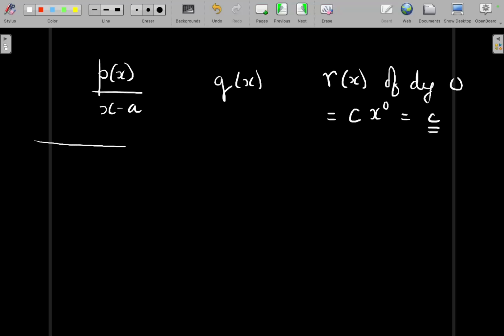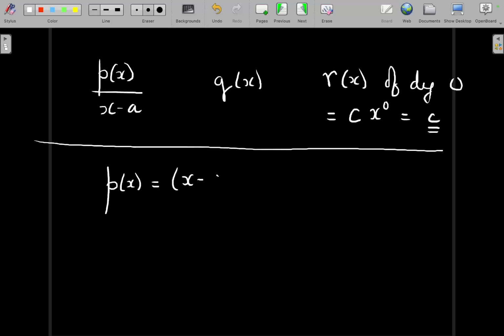Now, what is the meaning of this is something that we spent a lot of time on. So what this means is p of x is equal to the divisor, which is x minus a, into the quotient, which is q of x, plus the remainder. This is what it means, and this is really the one or two step proof here.